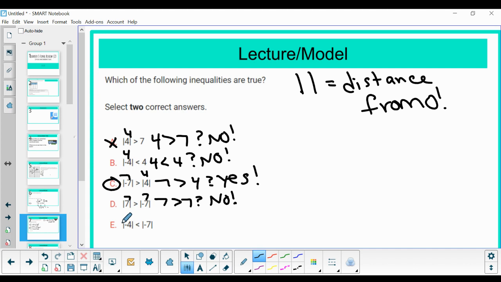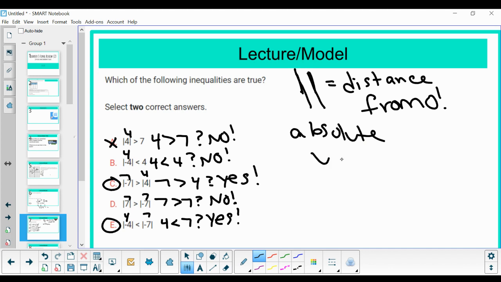All right. Absolute value of negative 4 is 4. Absolute value of negative 7 is 7. Is 4 less than 7? Yes, it is. So we found our 2 answers. Again, remember, if it has those bars around it, that means absolute value. Sorry about the bad handwriting. All right. And absolute value is the distance from 0. All right, let's keep moving.